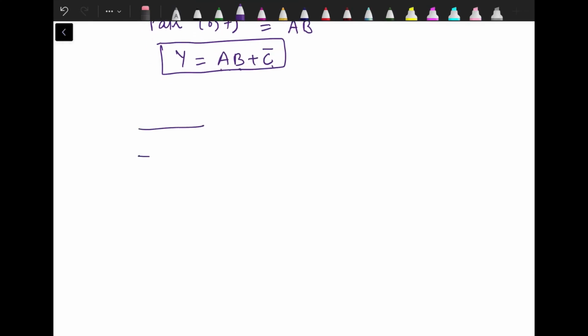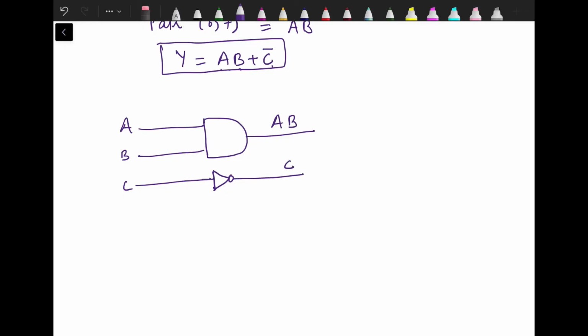So we have three inputs A, B, and C. A and B are the inputs to the AND gate, from where we will get the expression AB. Then we need a NOT gate here to obtain C complement. Now these two will act as input to the OR gate, and finally we have the output Y. This is how we can get the final output Y from three input variables.